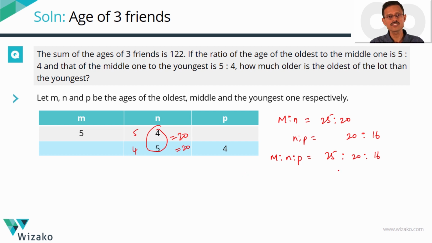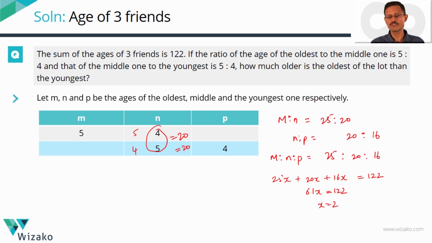Once you got this, the next step is the most fundamental step for any ratio question. The ratio of the ages is 25, 20, 16. Now let's say the ages are 25x, 20x and 16x. So this x is the factor that I've been talking about as step 2. So 25x plus 20x plus 16x is the sum of their ages, which is equal to 122. 25 plus 20, 45 plus 16, 61x is equal to 122 or x is equal to 2. So you found out the factor.